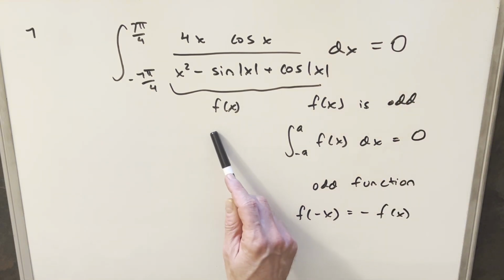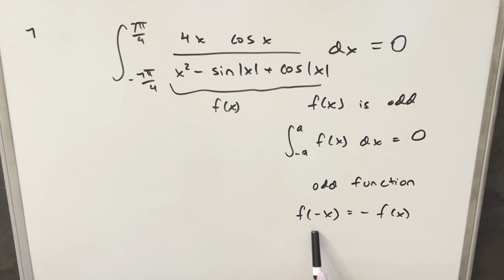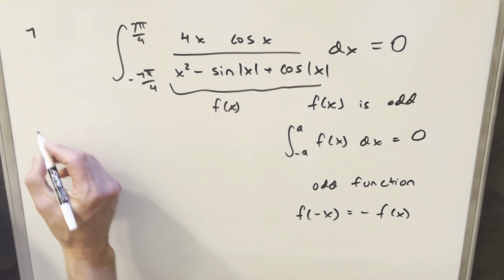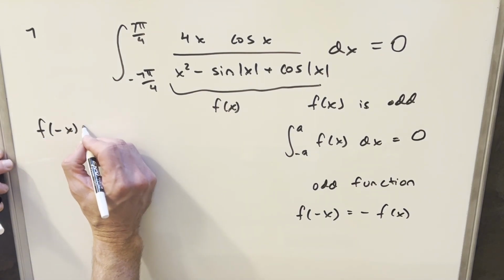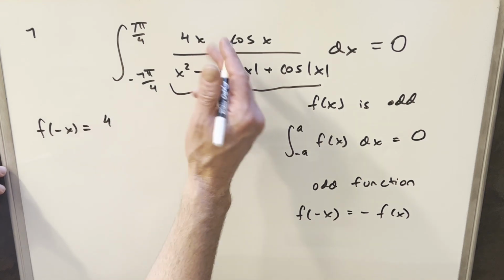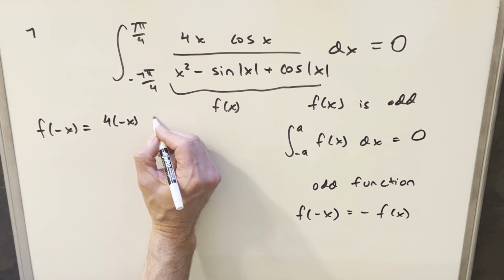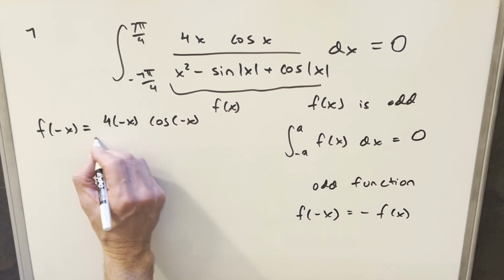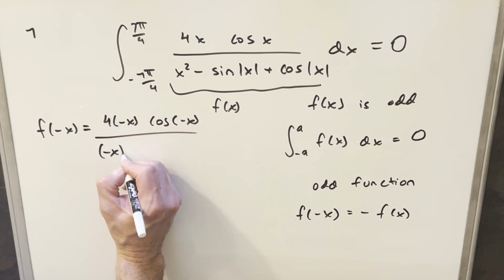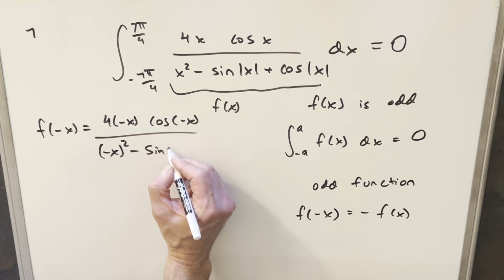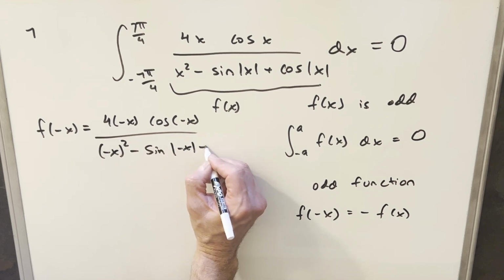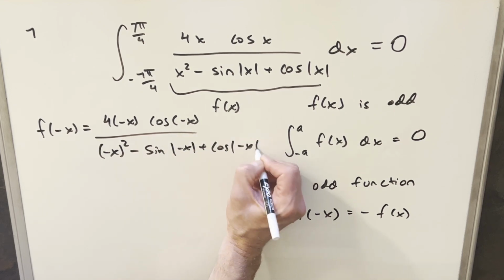So the only thing we really need to do is show that this whole thing is odd, and we'll use our definition of the odd function over here to the right. If we just plug in a minus x into the function, if we can write it as minus f of x, then we can show that the function's odd. So again, calling this whole thing our f of x, we just need to evaluate f of minus x and just plug in. So in the numerator, we're going to have 4 times minus x cosine minus x, over minus x squared minus sine inside the absolute value of minus x, and then here another cosine of the absolute value of minus x.